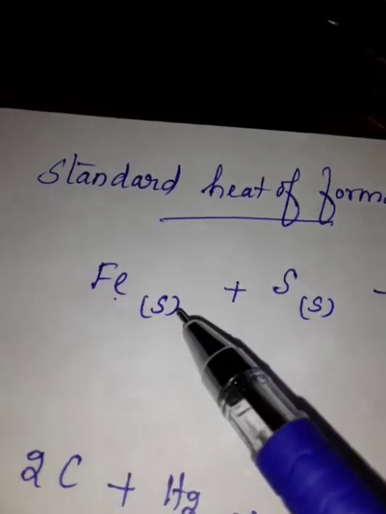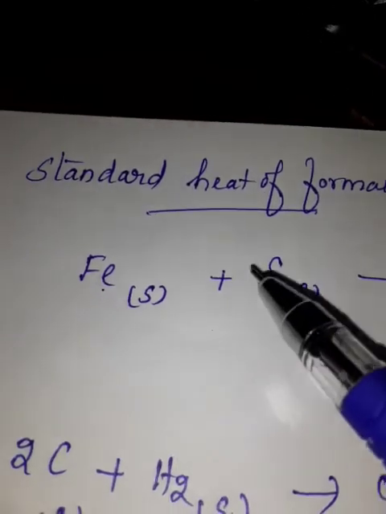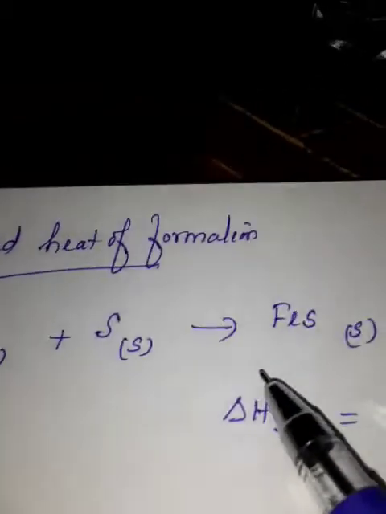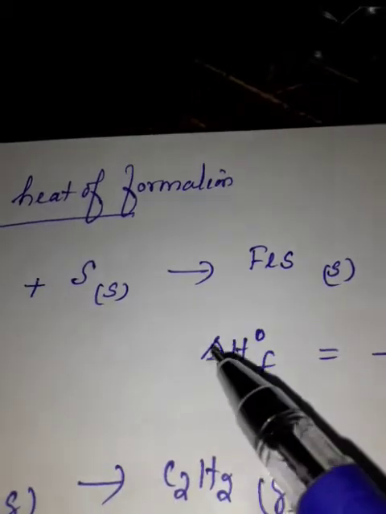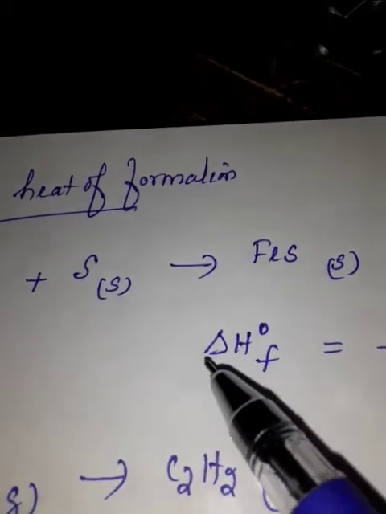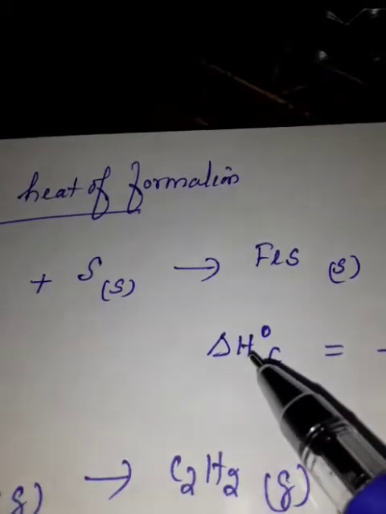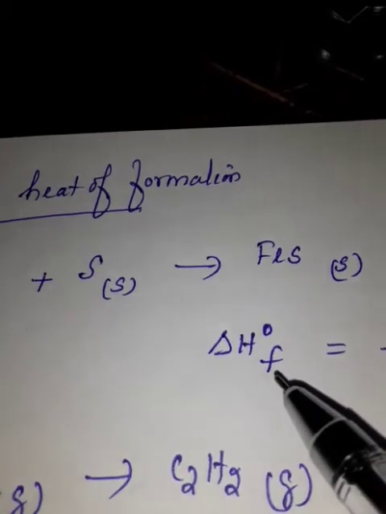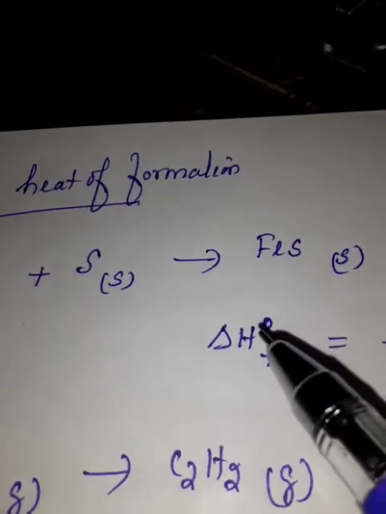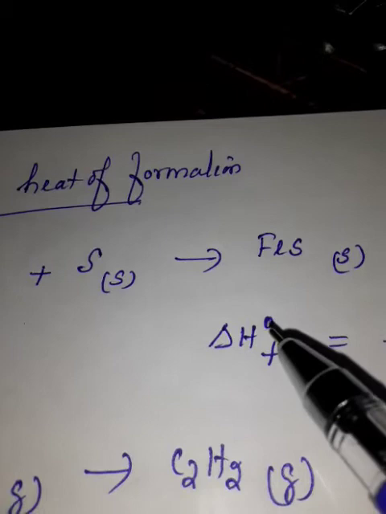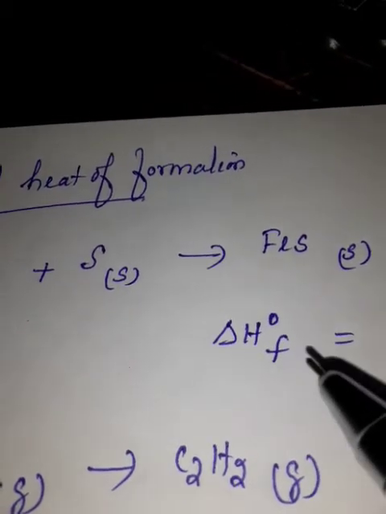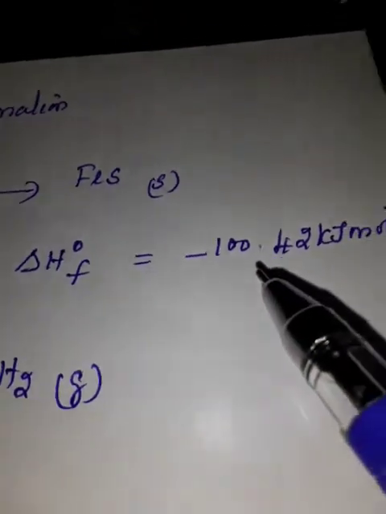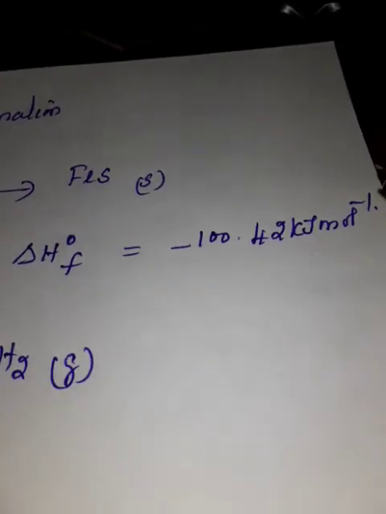Consider an example. Iron, solid, plus sulfur, solid, giving iron sulfide, solid. Delta H means change in enthalpy. F means formation. The superscript means standard, you have to write it like this. This is the standard heat of formation. The value is minus 100.42 kilojoule per mole.